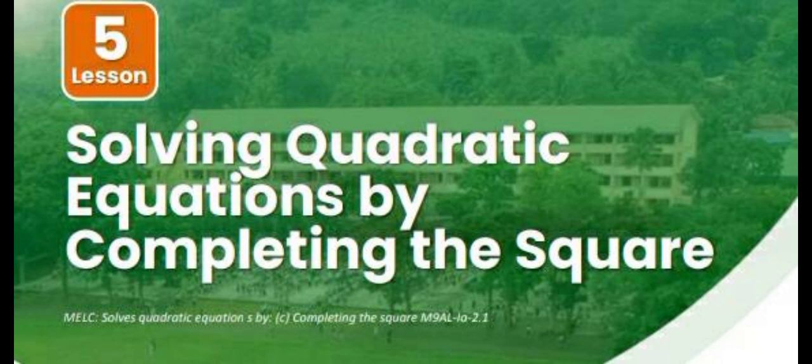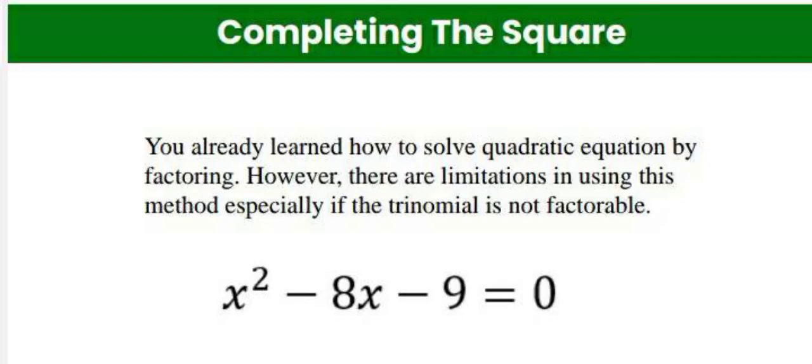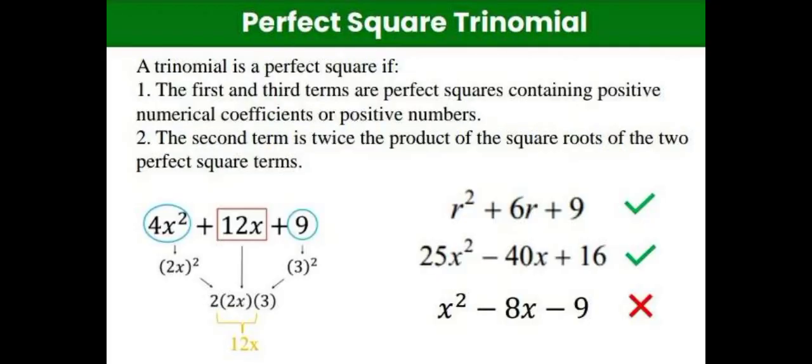Solving quadratic equation by completing the square. You already learned how to solve quadratic equation by factoring, right? However, there are limitations in using this method, especially if the trinomial is not factorable. A trinomial is a perfect square if the first and third terms are perfect squares containing positive numerical coefficients or positive numbers. The second term is twice the product of the square roots of the perfect square terms, like this, as you can see on the screen.